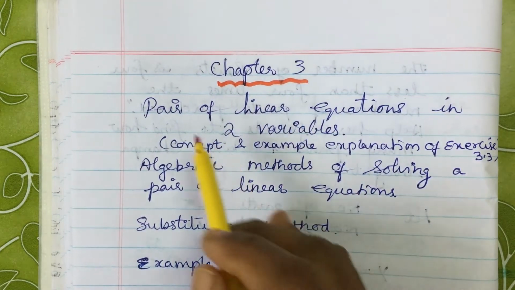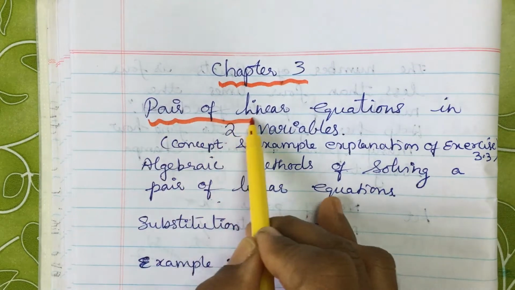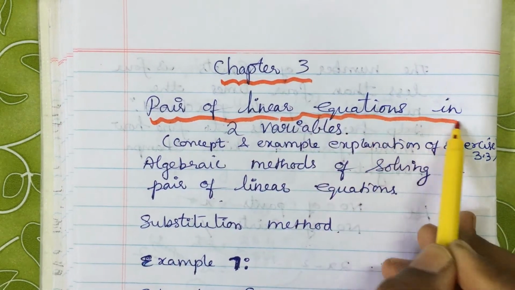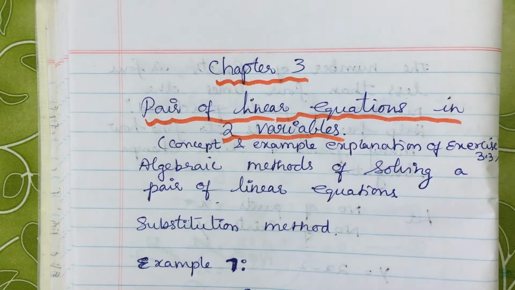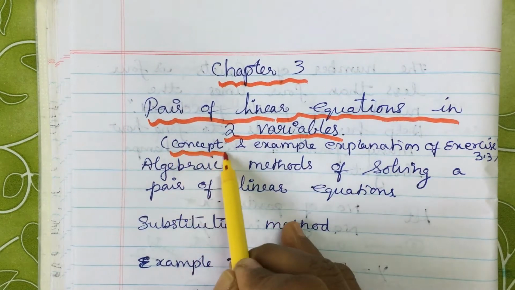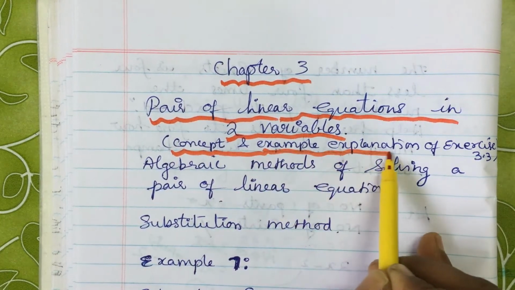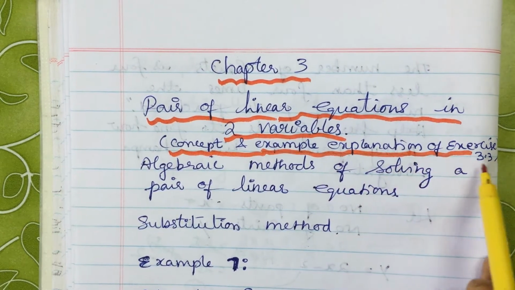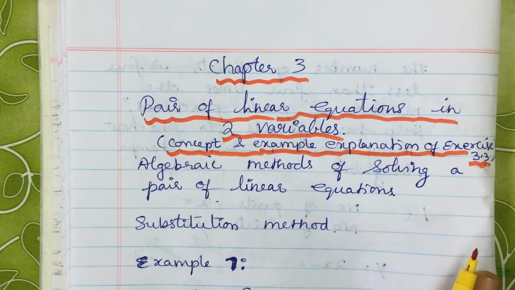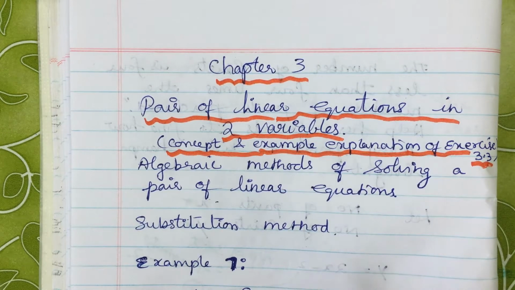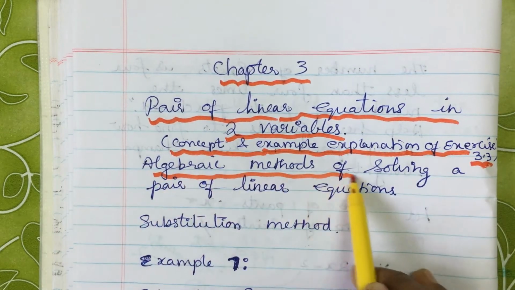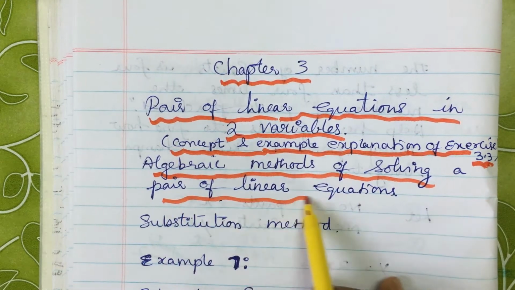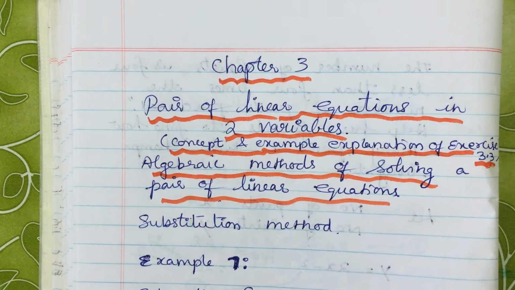So today I am going to learn chapter 3, pair of linear equations, in that, pair of linear equations in two variables. In that, we are going to study the concepts and example explanations for the exercise 3.3. Okay, so what is the algebraic method for solving a pair of linear equations, that you are going to understand with the help of this video, right?